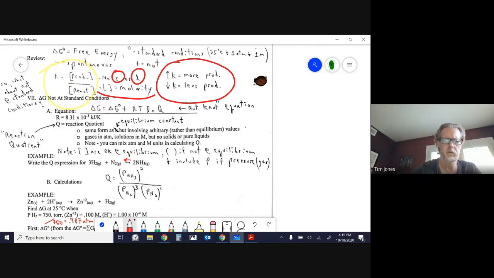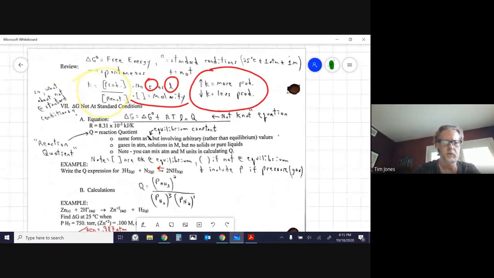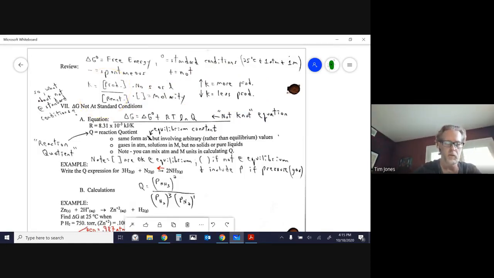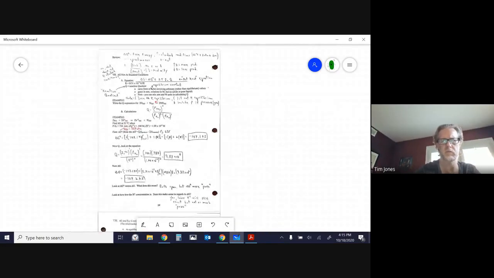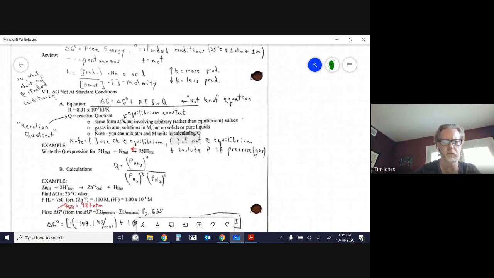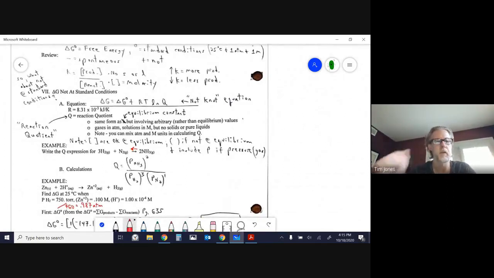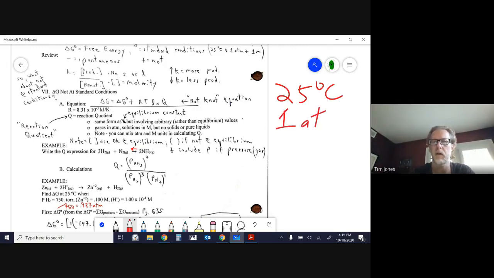So you'll see my little prompt is everything we did up until right now has been at standard conditions. And standard conditions, go back here. No, that's not what I want. Let's go here. Things are of course going weird in my program because it knows that I am trying to present right now. Standard conditions are 25 degrees Celsius, 1 atmosphere if it's a gas, 1 molarity if it's something dissolved.